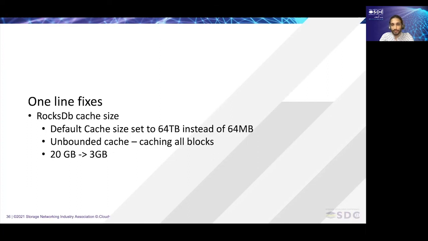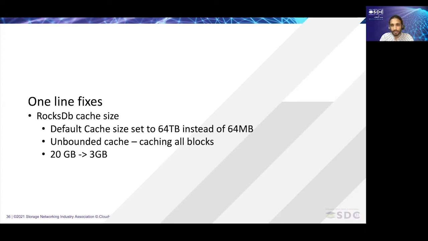Another one-line fix was around RocksDB. What we saw with the data node was that it was storing around 200,000 containers, and it was using a total memory of around 30 to 35 GB. With jemalloc analysis and some other analysis, we found that the heap was only around 3 to 4 GB in the data node, and the rest of the memory was being stored off heap. The jemalloc analysis showed that all of this off-heap memory belonged to the RocksDB cache.